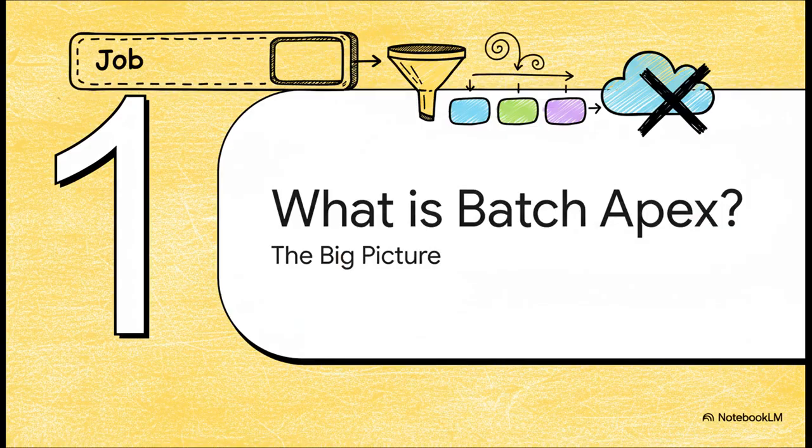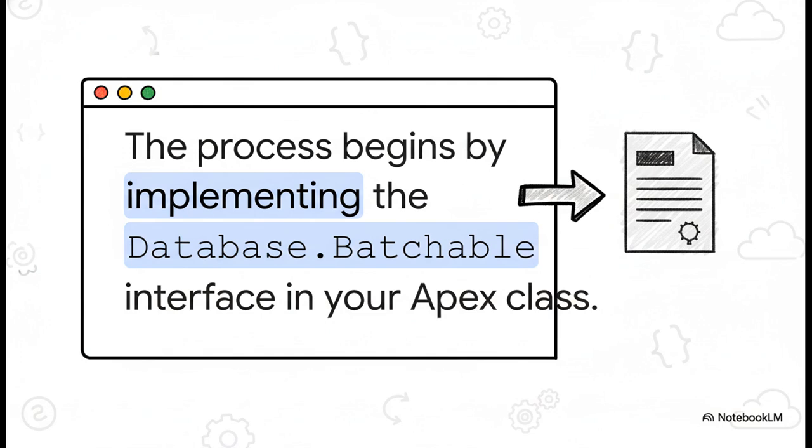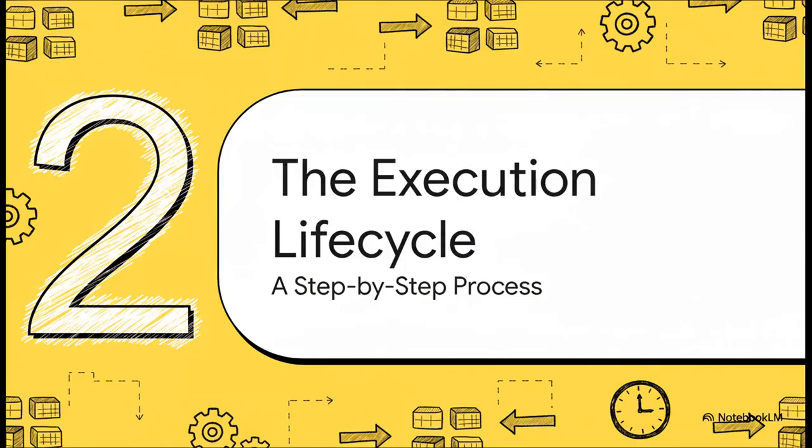Okay, first things first, let's get into the big picture. What is Batch Apex really, and what's the core problem it's built to solve? It all starts with your Apex code. See, the key here is implementing something called the Database.Batchable interface in your class. Think of it like telling Salesforce, hey, pay attention to this class. It's not a regular one. It's designed to run as a special batch job. It's that simple.